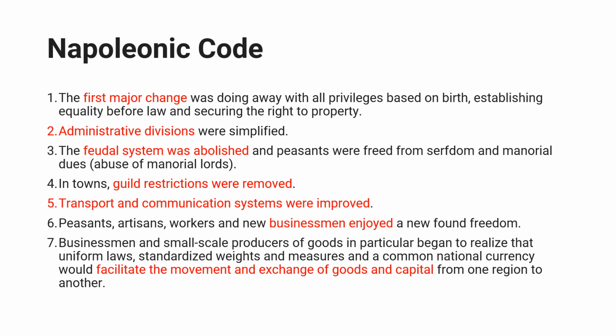Napoleonic Code. The first major change was doing away with all privileges based on birth, establishing equality before law and securing the right to property. Administrative divisions were simplified. The feudal system was abolished and peasants were freed from serfdom and manorial dues. In towns, guild restrictions were removed. Transport and communication systems were improved.